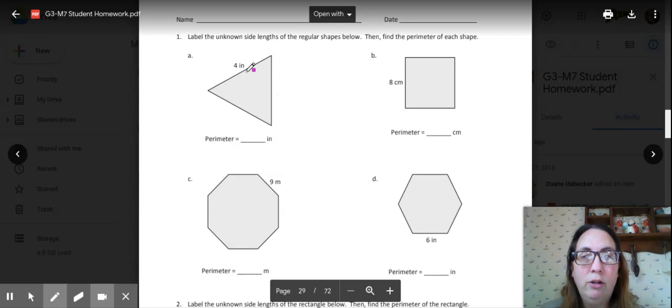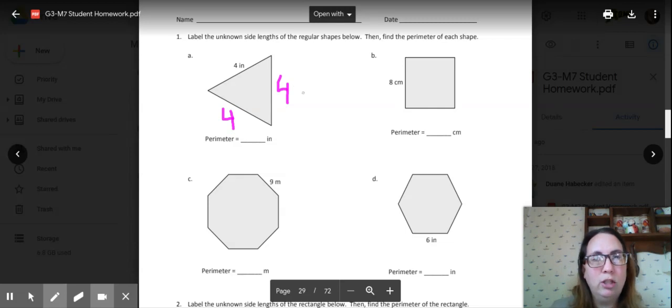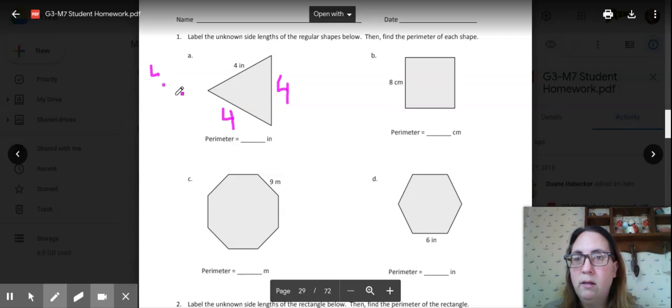This is a regular triangle. This side is 4, so that means that this side is 4 and this side is 4. Normally I would write inches next to it, but I'm just going to do the numbers. So we could add 4 plus 4 plus 4. And you can count that in your head, or you could do, since that's not wanting to write.